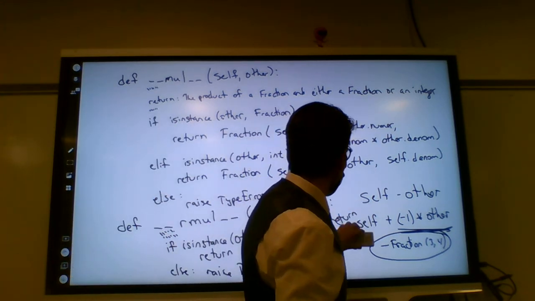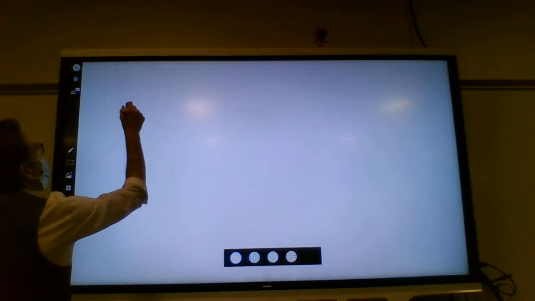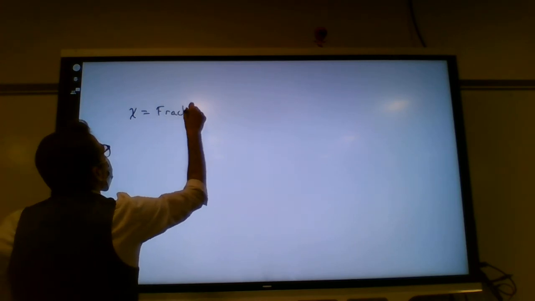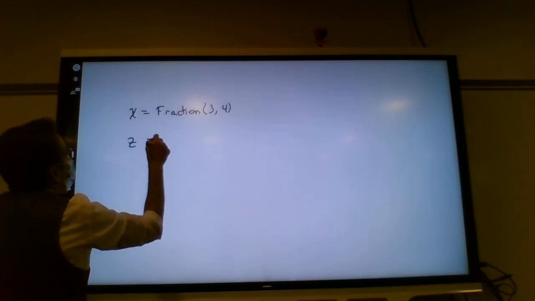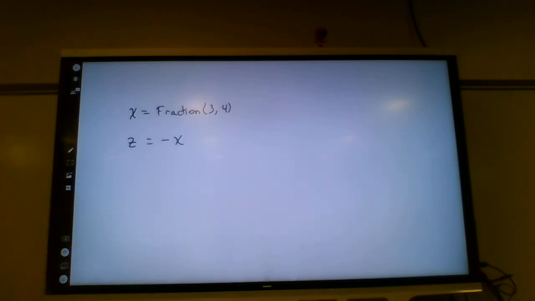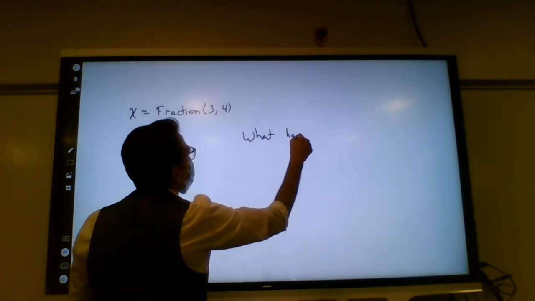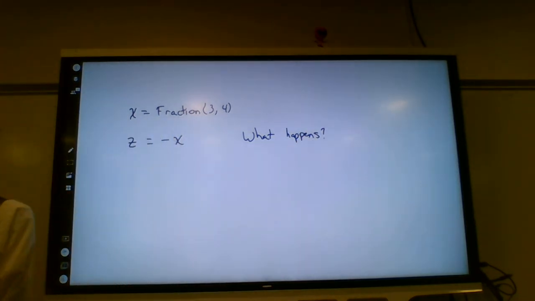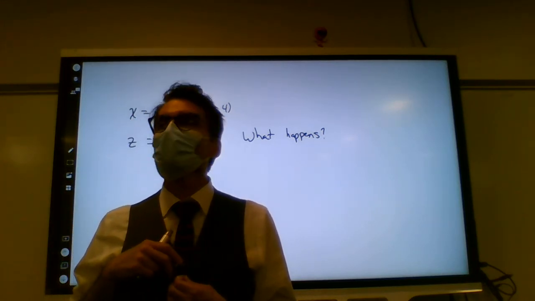What happens if you do, I'm going to go to our new slide here. So we have x is fraction 3, 4. We had y, it was whatever it was. Let's try this. See what happens if you do that. Yeah, we get a type error. Is it a type error that we wrote? No. Python's not liking this. So what do we do instead? What do you think we have to do?